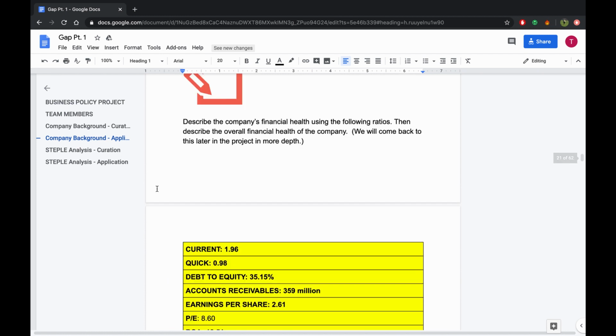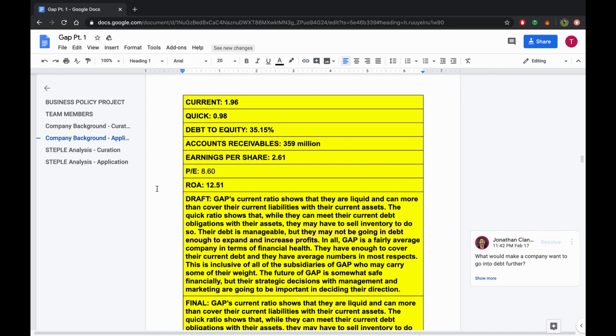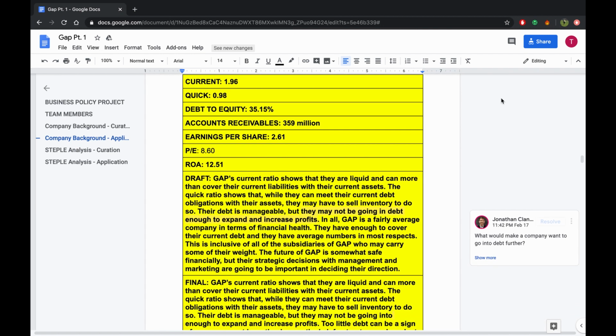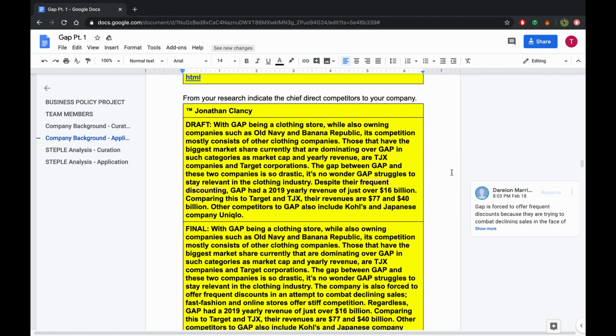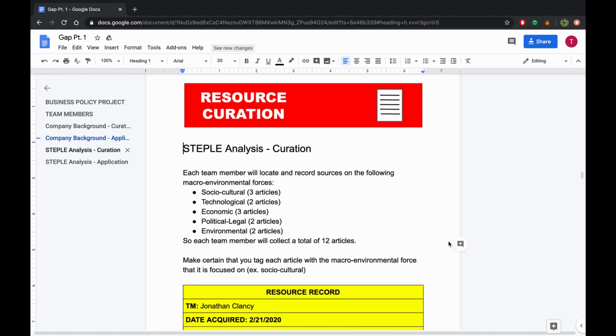We found pertinent financial information. We found their ratios, debt to equity, liquidity. We took these ratios and applied them to describe Gap's current financial health. We found chief direct competitors, top challenges facing the firm.